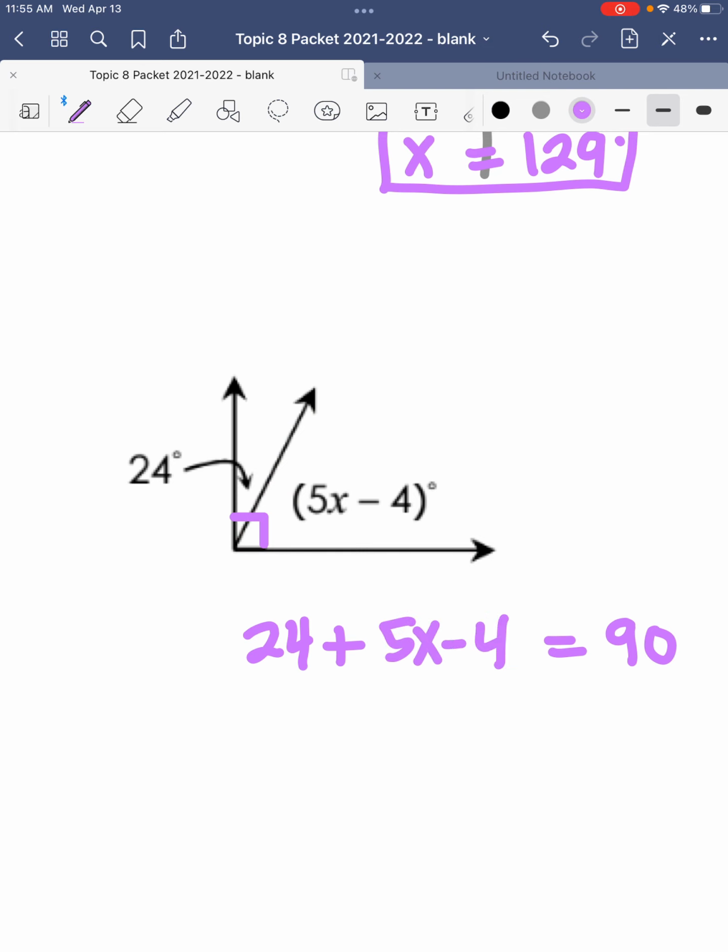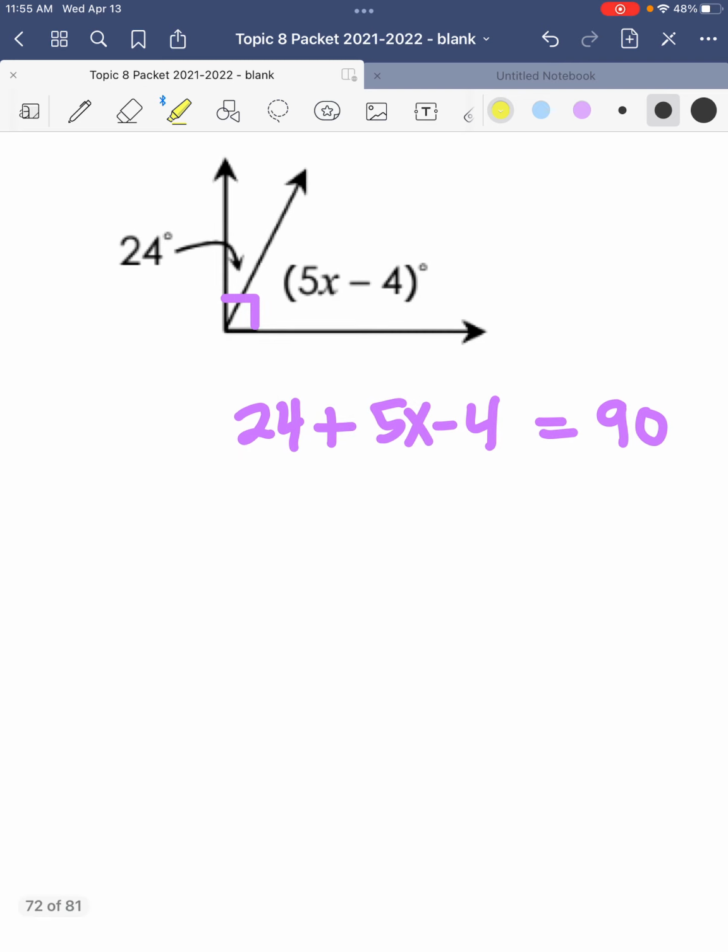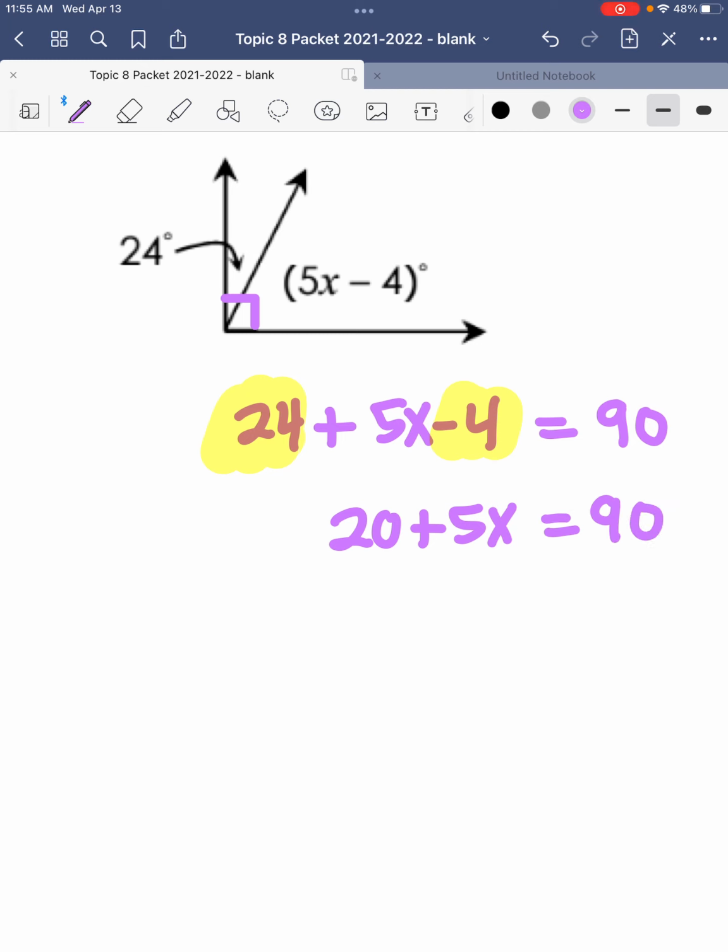equals 90 degrees. Now here I do have some like terms that I need to combine before I can solve for x. 24 and negative 4 are like terms. 24 minus 4 is simply 20. So 20 plus 5x equals 90. That's a normal two-step equation that you know how to solve.